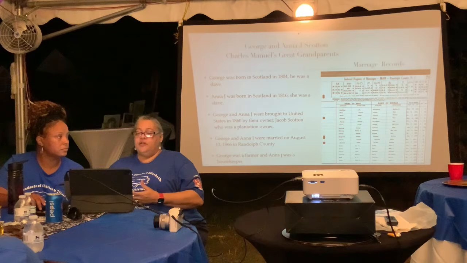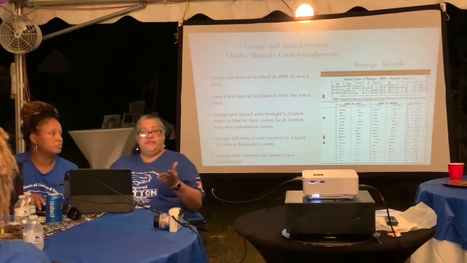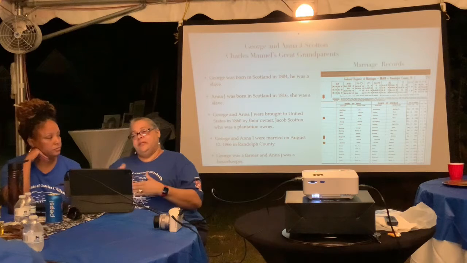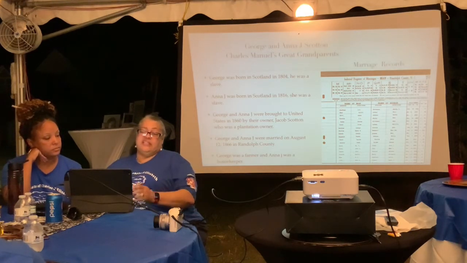A lot of you may not know, but slaves were not allowed to get married. They could have, because when they came, they were 55 and 36. So they already had their family. But legally being married in the States, it was in 1866.